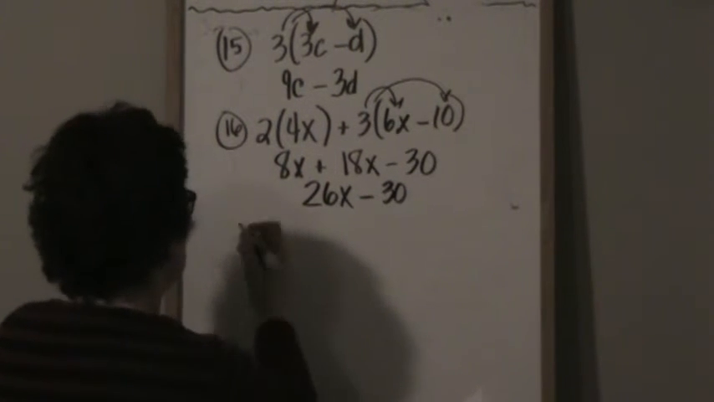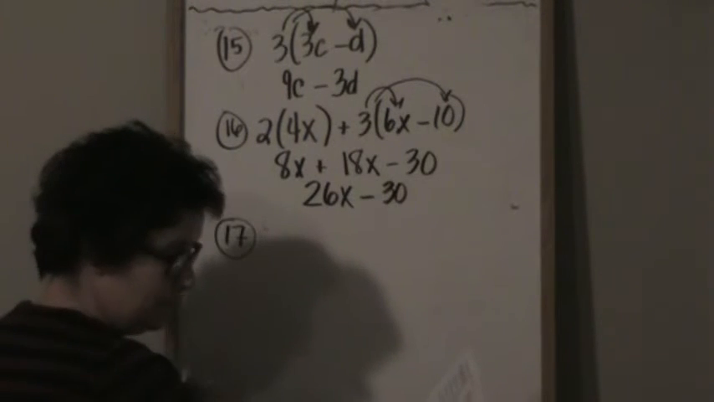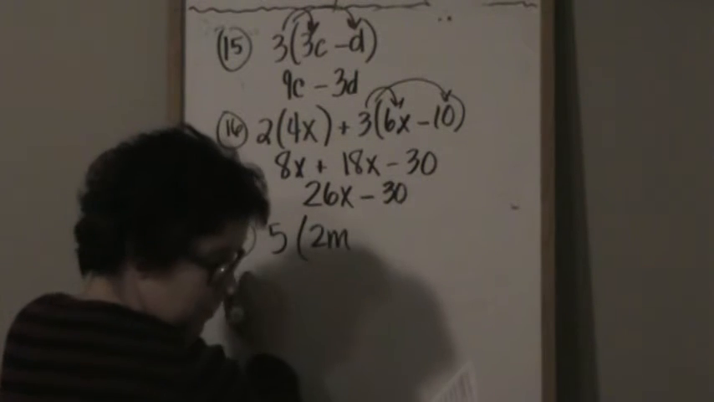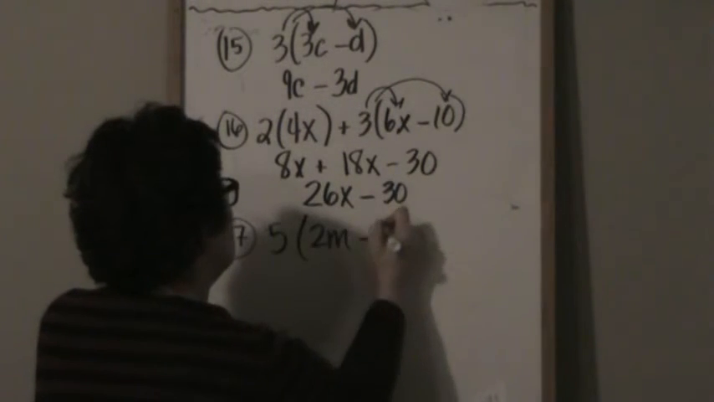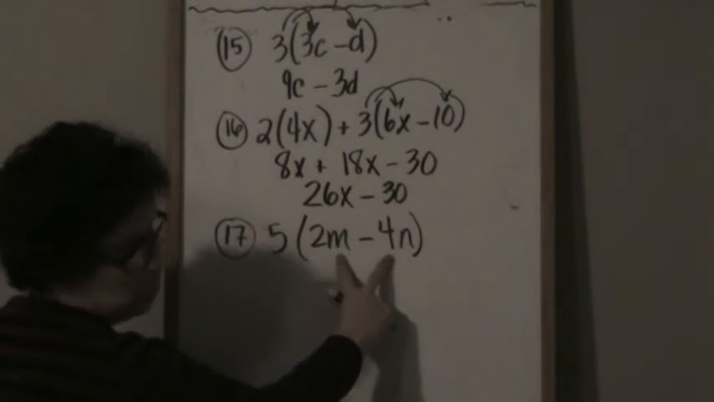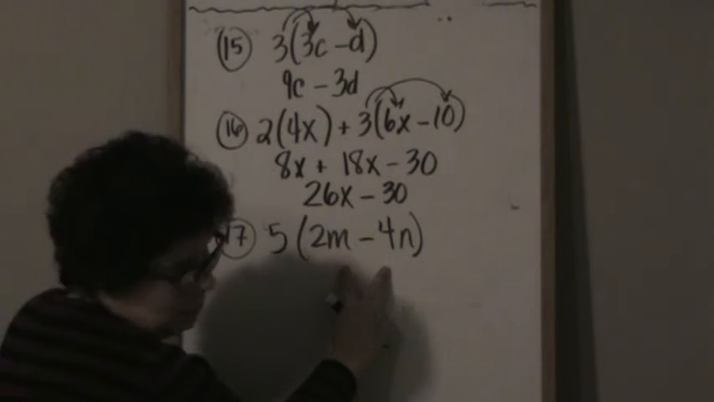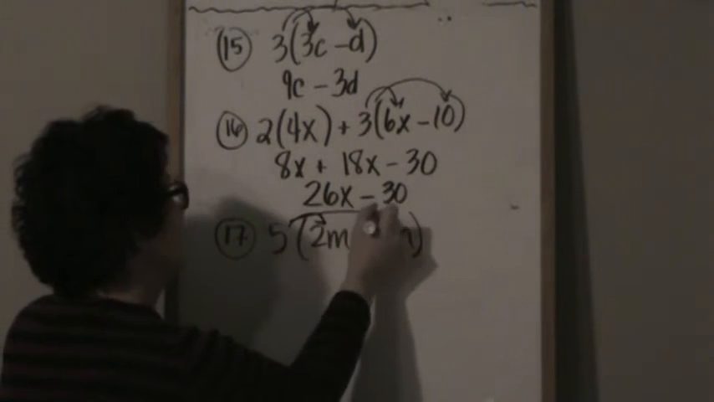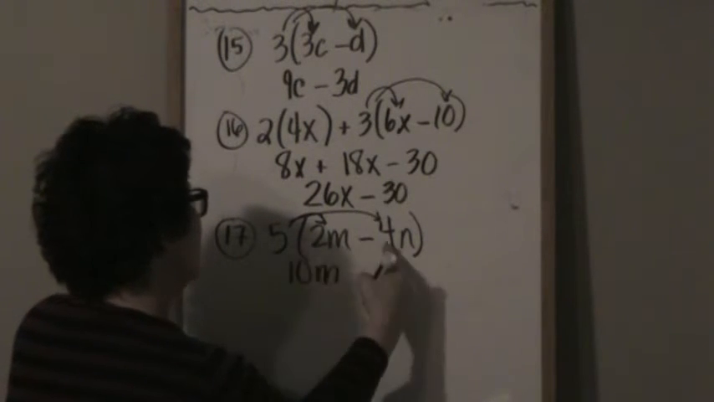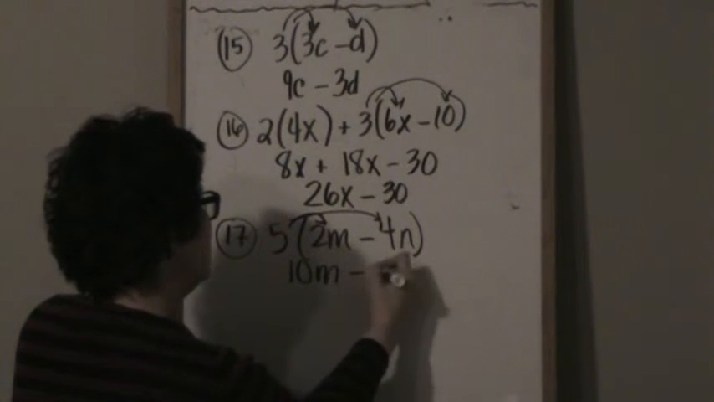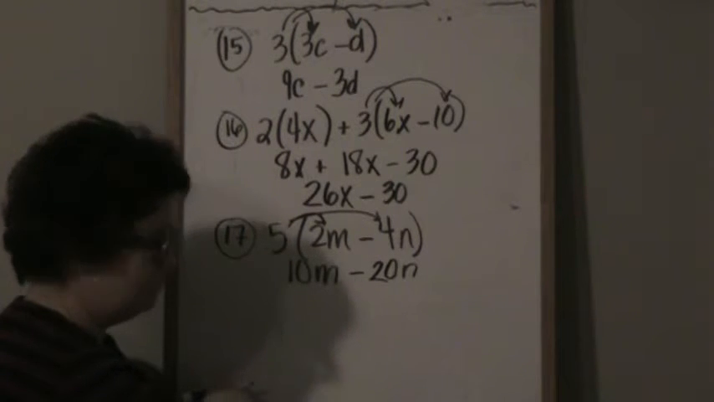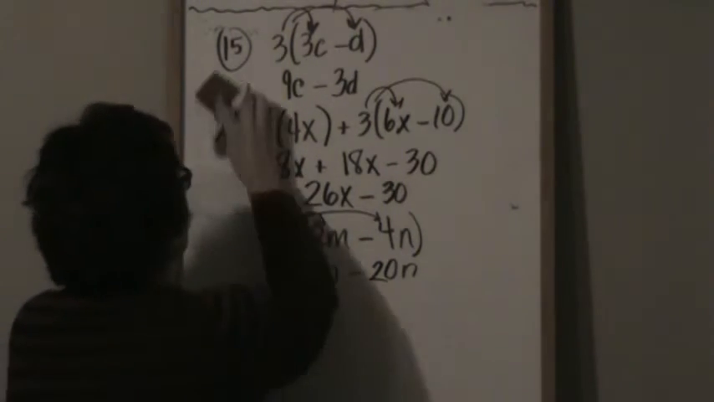All right, number 17. I think I can fit that one on here. 5 times 2m minus 4n. What are we going to do here? 2 terms I can't combine. I'm going to distribute. 5 times 2m is 10m. 5 times 4 is 20, minus 20n. Okay? Hope this is making sense to you.